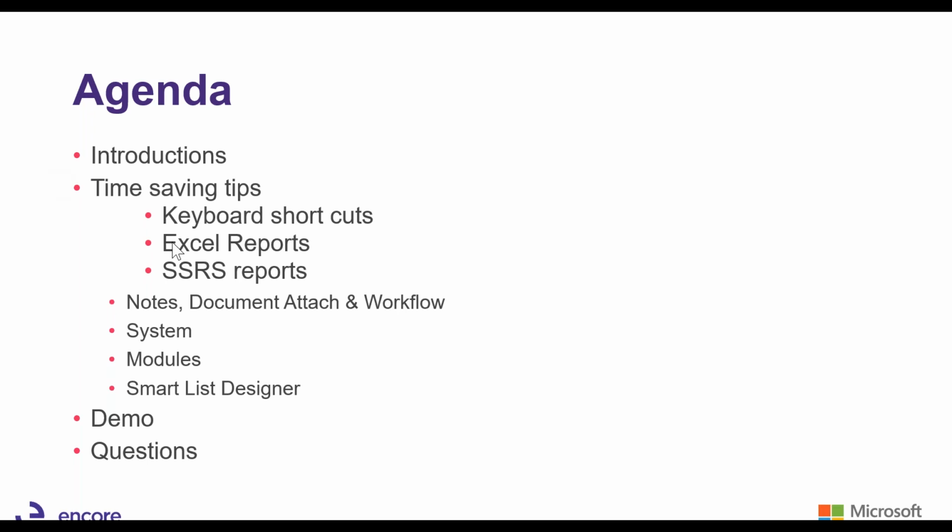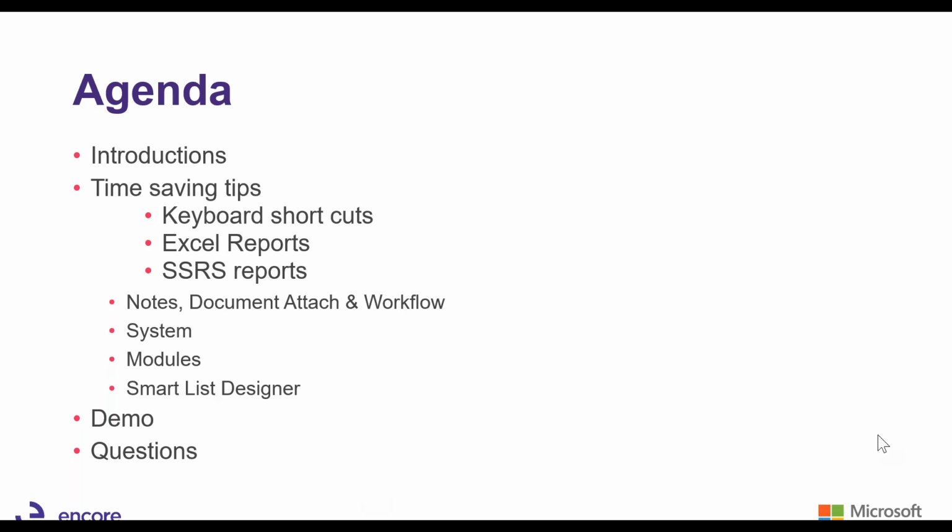So today we're going to talk about some time-saving tips in GP, primarily things around keyboard shortcuts, using Excel reports, using some SSRS reports, talk a bit about notes, attachments, and workflow, some system issues, some module ones, and some SmartList designers. I want to keep it fairly rapid, so there's a fair number of pieces that I like to cover today. So I'm going to get right into this and start to move towards the demo.